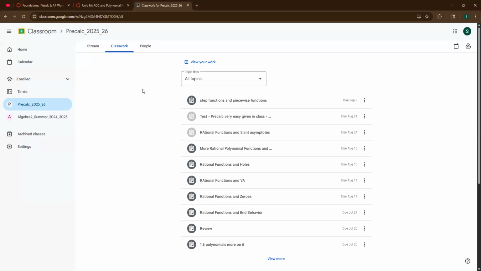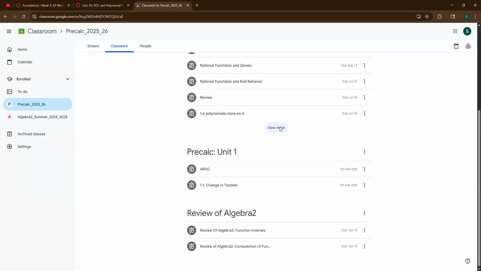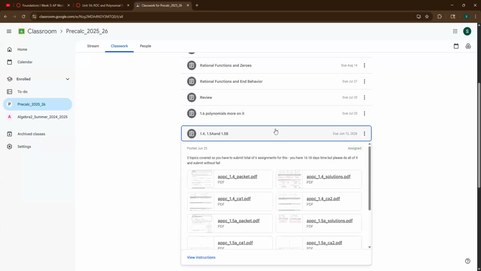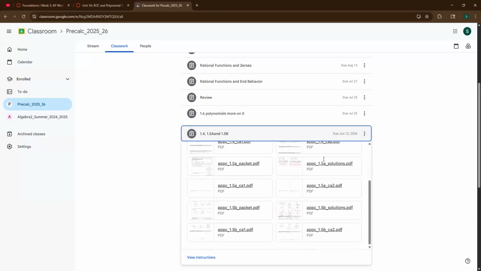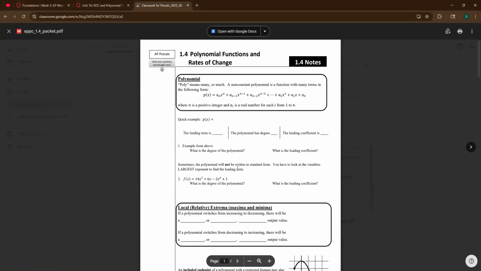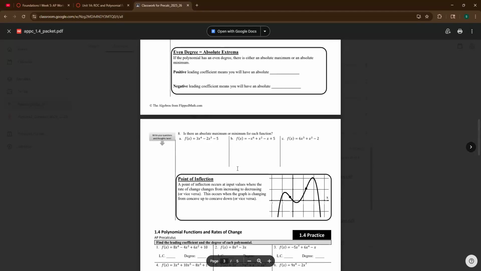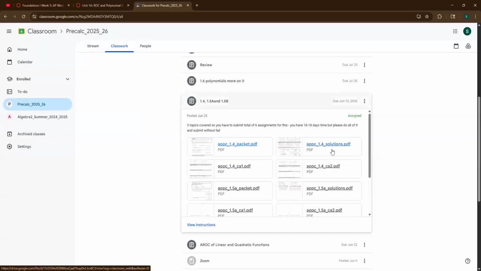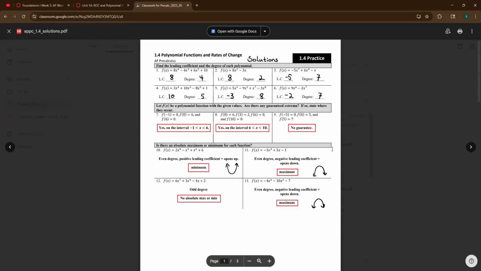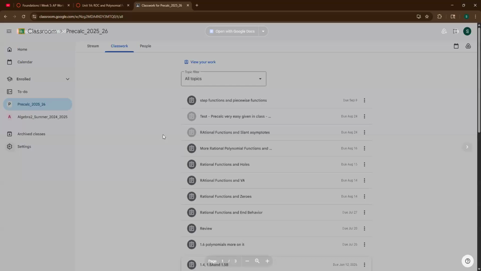Come down. 1.4, 1.5, 1.6, right? Click on view more. Now go to see. Everything is in here. Would you mind doing these and going to the packet? If you work through this, there are solutions. Will you be able to go through this? Yeah, I think I can work through this a little bit. Yes, go back.